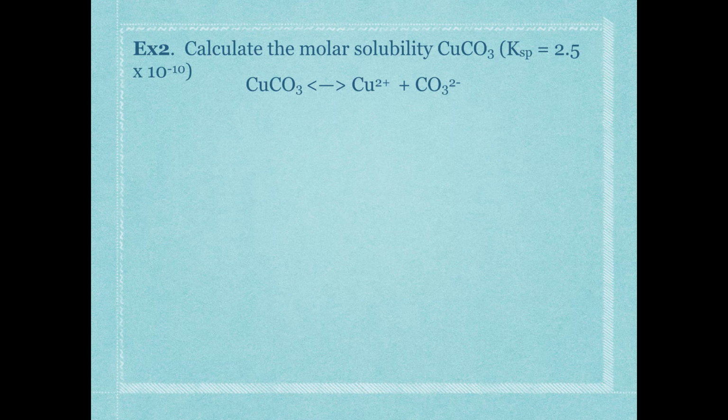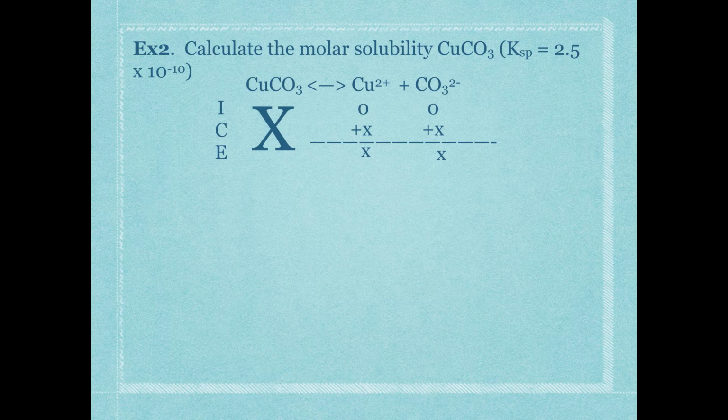So here I'm going to write out my dissociation reaction. I've got copper carbonate breaking apart into copper ions and carbonate ions. I create my ICE chart. Remember, I'm going to put an X for copper carbonate because it's a solid. My initial concentration of copper ions and carbonate ions is 0 for both of them. Then my change is going to be plus x and plus x because there are no coefficients. And so at equilibrium, it's just going to be x and x.